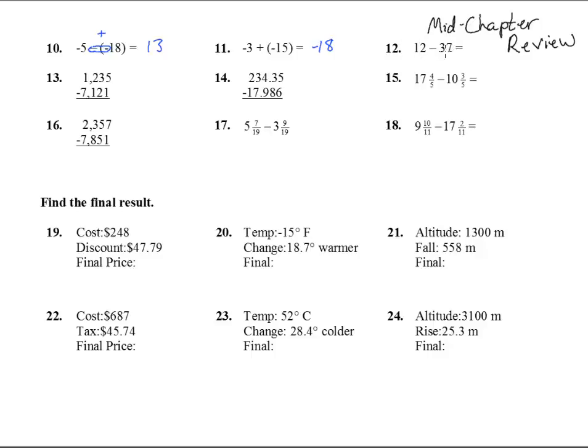12 minus 37. So this is a subtraction problem. They're opposite signs, so they're pulling against each other. So we have 37 and a 12, and the 37 is negative. So 5, 2. So we get 25 as the answer there.